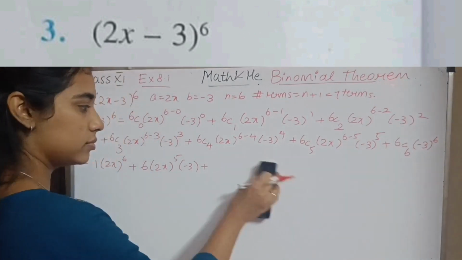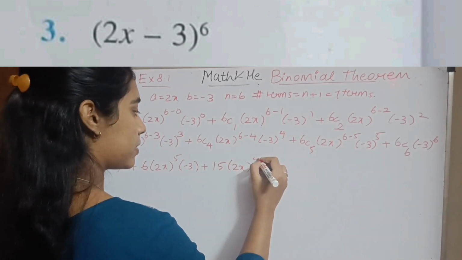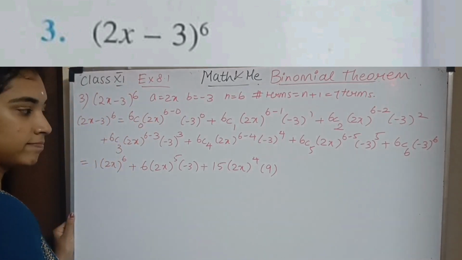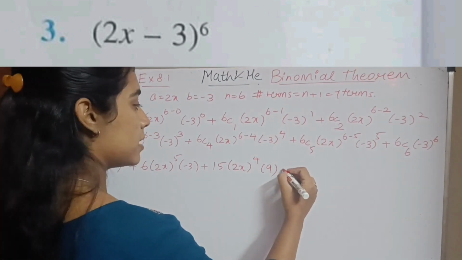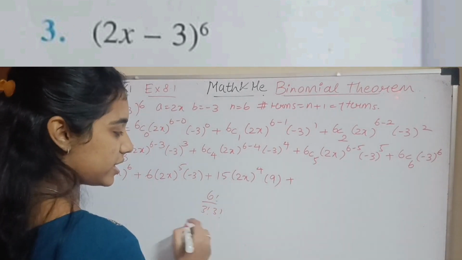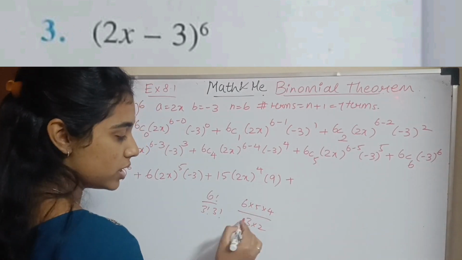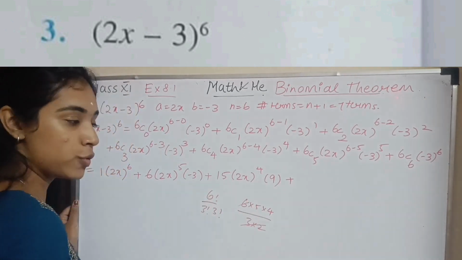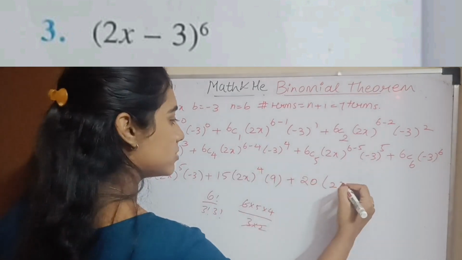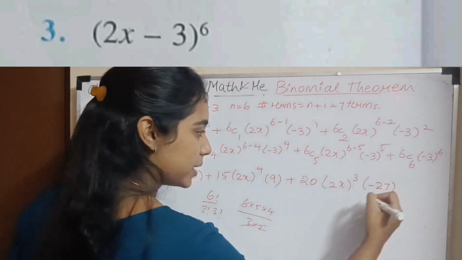Okay. 15 times 2x to the power 4 times minus 3 to the power 2, which is 9. Okay. Plus, what is 6C3? 6 factorial by 3 factorial, 3 factorial. So it is 6 times 5 times 4 divided by 3 factorial and 3 into 2. So this gets cancelled. I have 5 times 4 which is 20. So 20 times 2x to the power 3 times minus 3 to the power 3, which is minus 27.